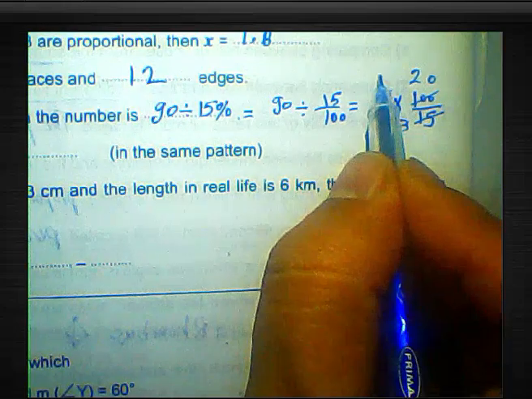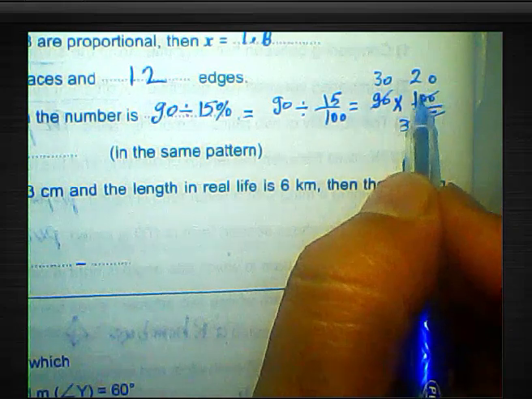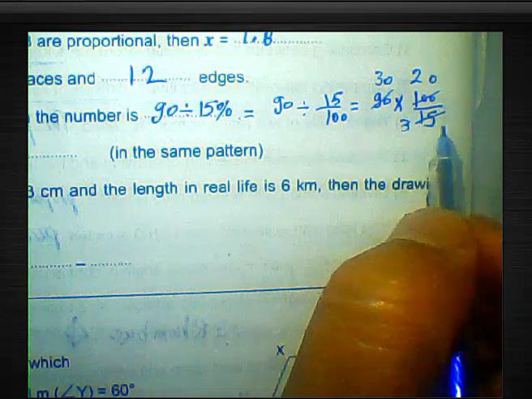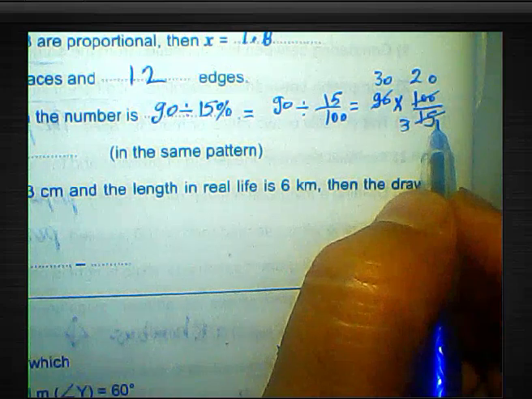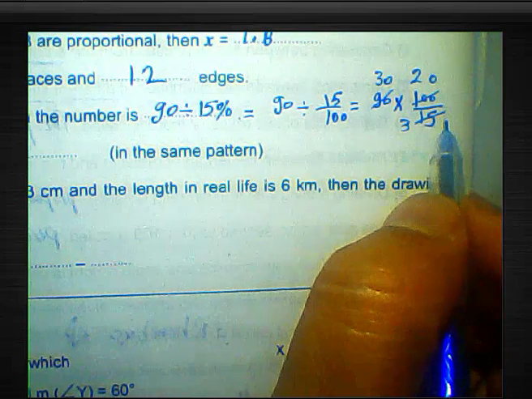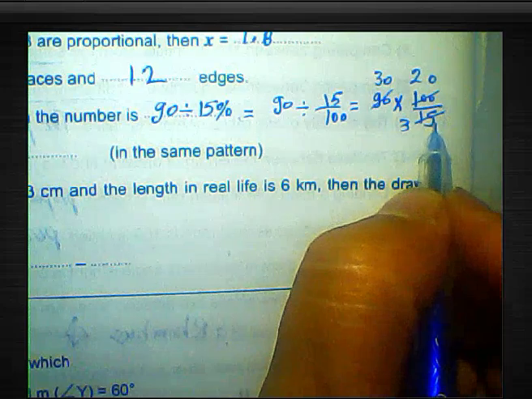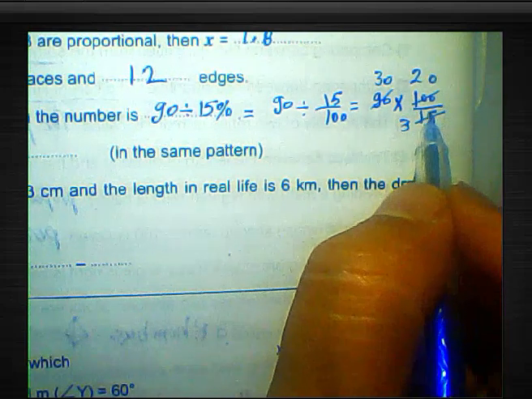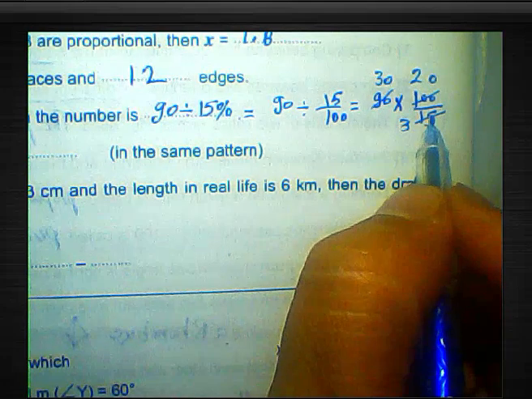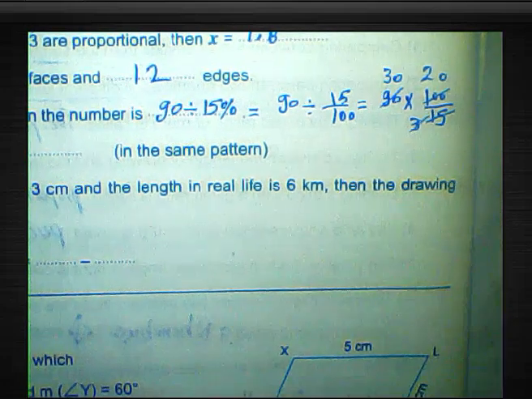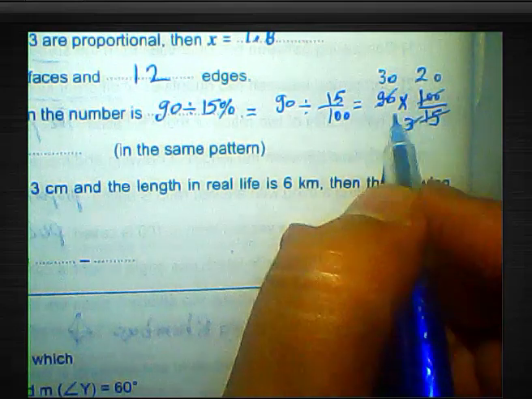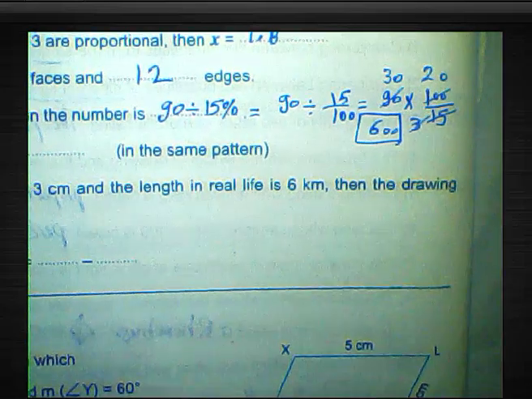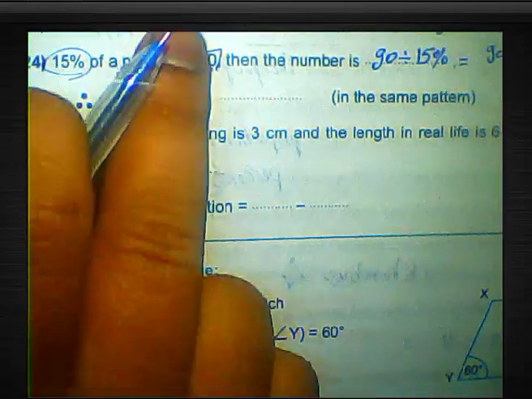90 divided by 3 equals 30. 30 times 20 equals 600. Okay, again 100 divided by 5, here again 15 divided by 5 equals 3. 100 divided by 5, then the number will be 20 times 30 equals 600. Okay, then the number will be 600.